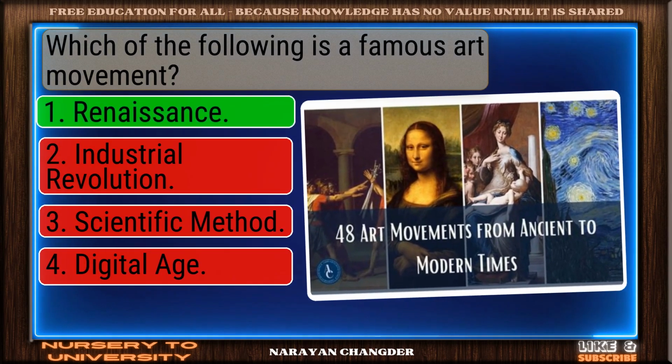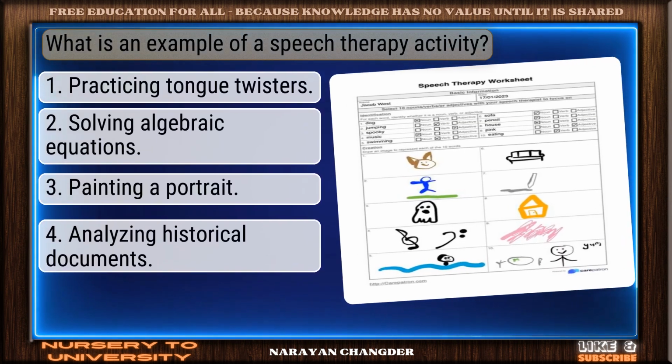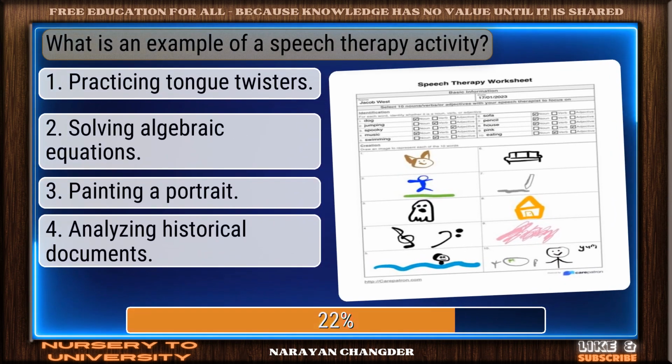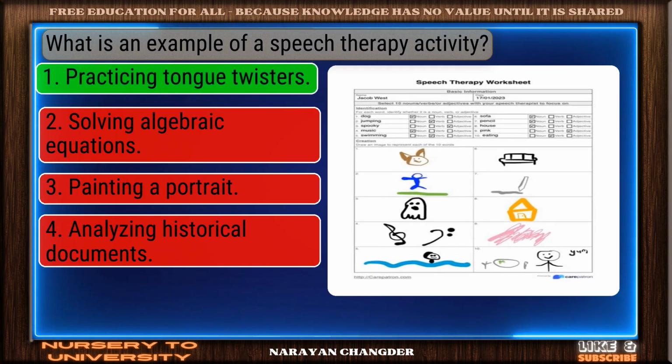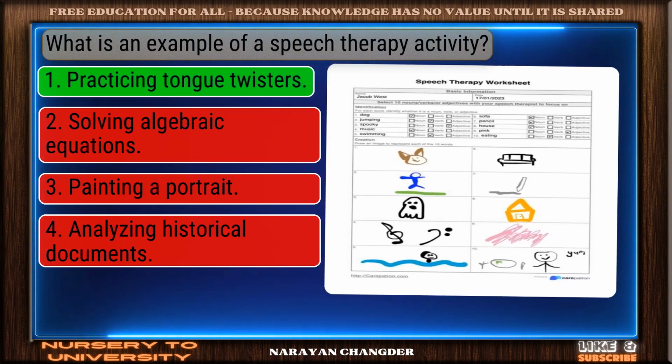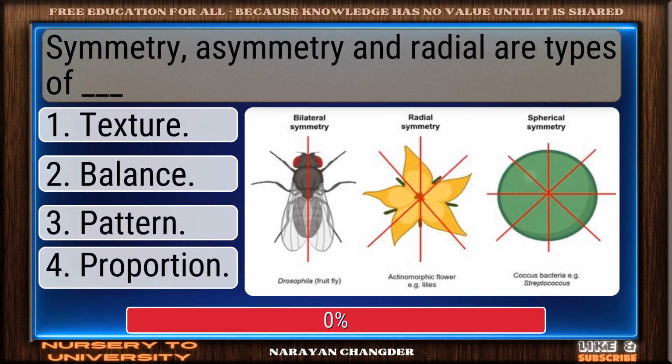Great job. Renaissance is the accurate answer. What is an example of a speech therapy activity? Bravo. Practicing tongue twisters is the answer. Symmetry, asymmetry, and radial are types of dash.